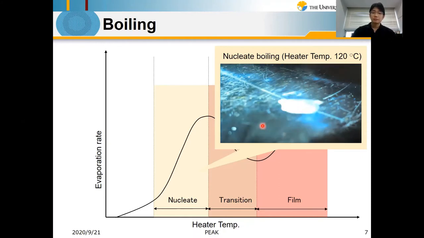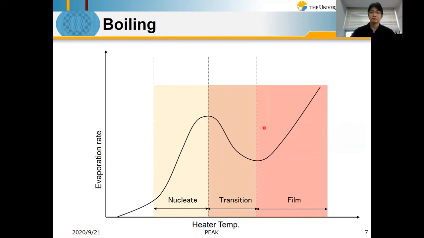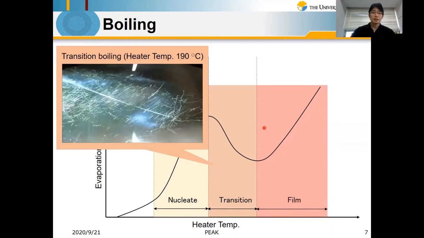Water becomes widened after touching the plate. You can often see this case in the kitchen. In the second, the temperature of the hot plate was 190 degrees C. In this case, the water exploded and scattered on the plate. It seems very dangerous.